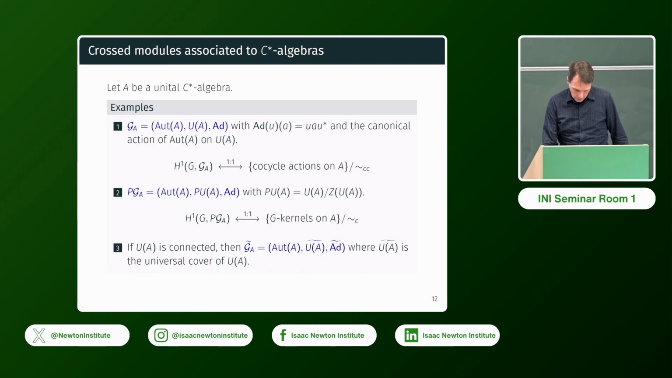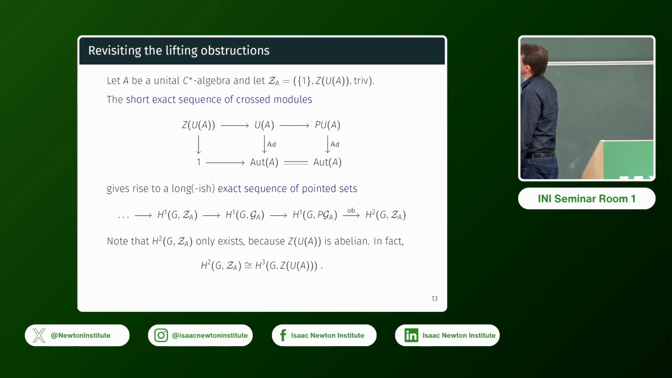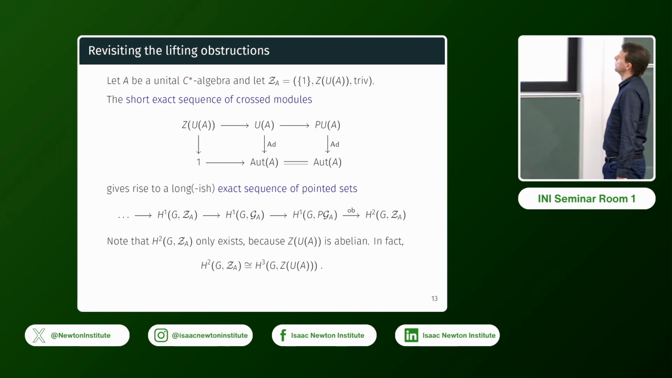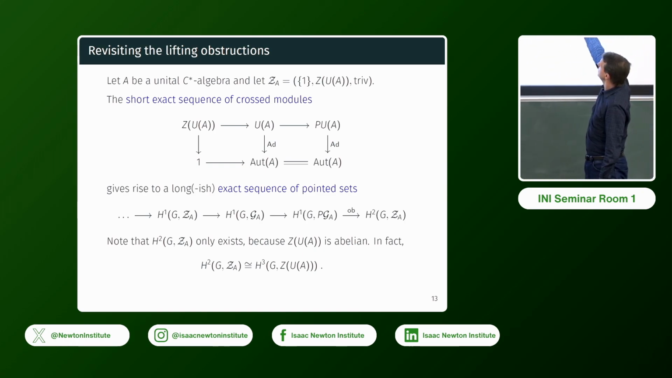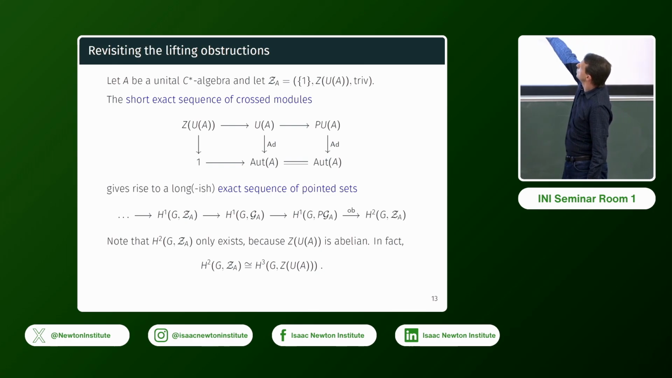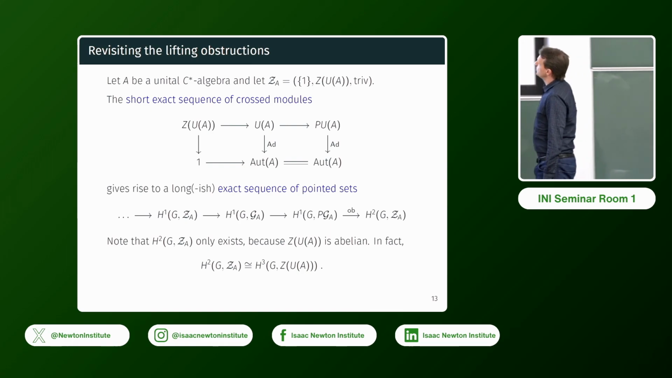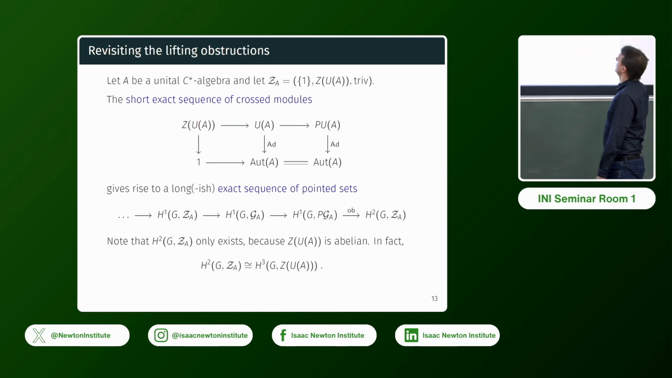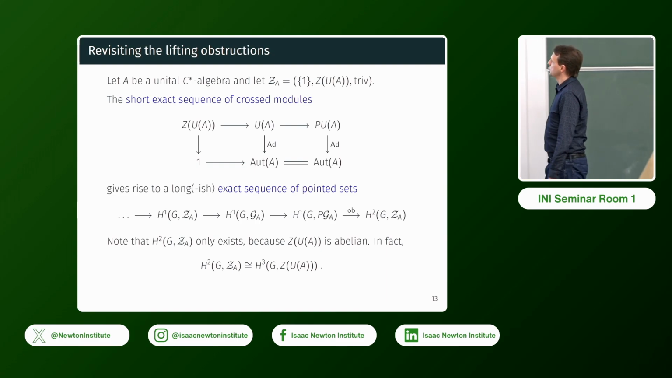All right, so how do the lifting obstructions and this Izumi invariant that I spoke about before come in? Well, I can now look at exact sequences of these crossed modules. So here's one. I take the one that I get from the projective unitary group, the one that I get from the unitary group, and then in the kernel of that, I have the center sitting over the trivial group. That's another crossed module. So this is a short exact sequence of crossed modules. And it turns out that such a short exact sequence of crossed modules wants to give rise to a long exact sequence of the corresponding cohomology groups.